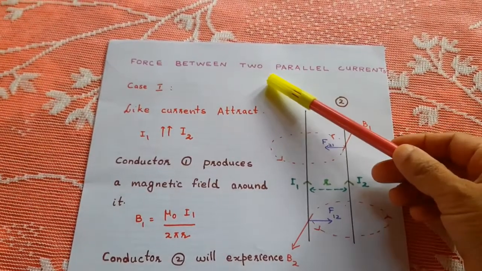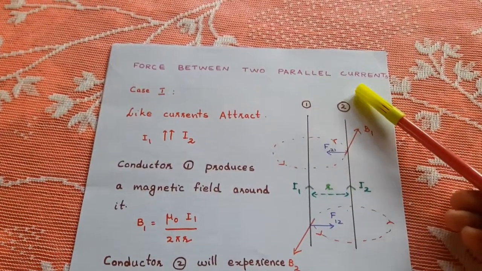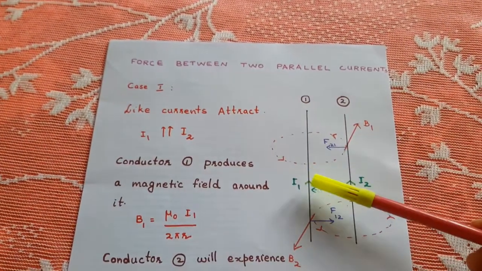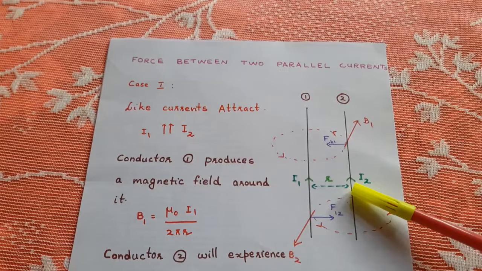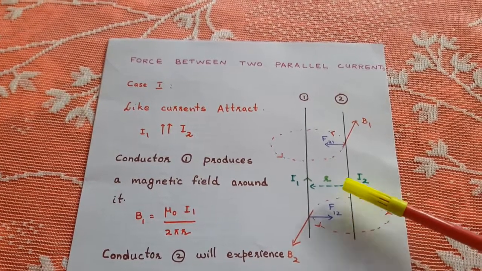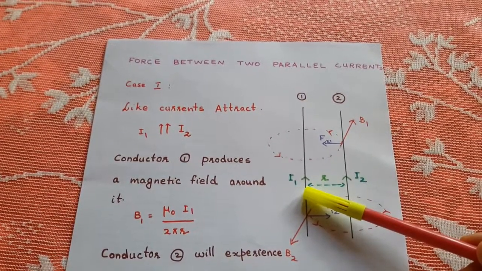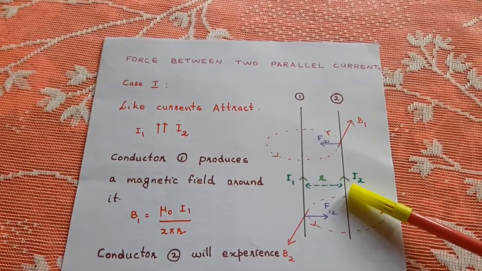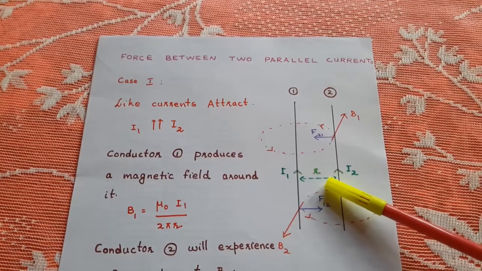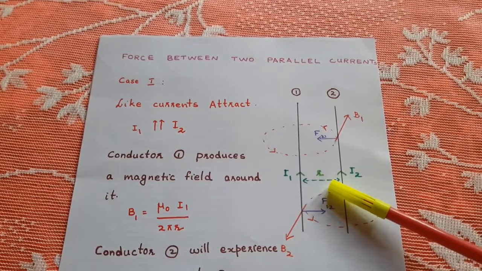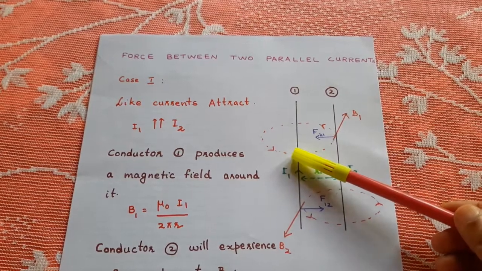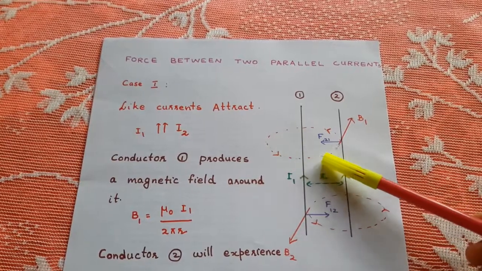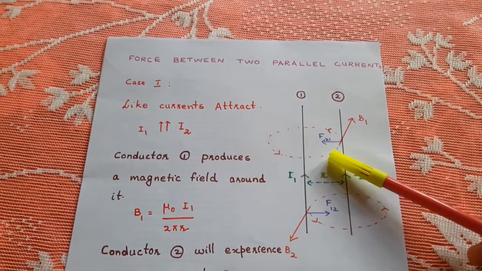Now let us see the force between two parallel currents. Let us take the first case in which two conductors carry currents in the same direction. Let I1 be the current through the first conductor and I2 be the current through the second conductor. The conductors are separated by a distance r. A current carrying conductor produces a field around it. The direction of the field is given by right-hand thumb rule.